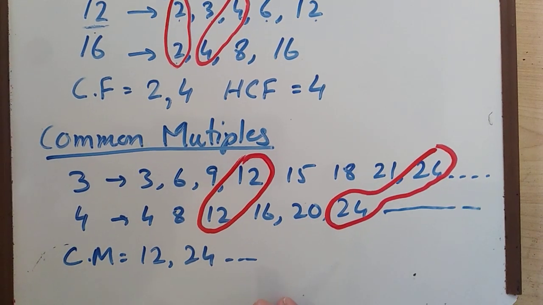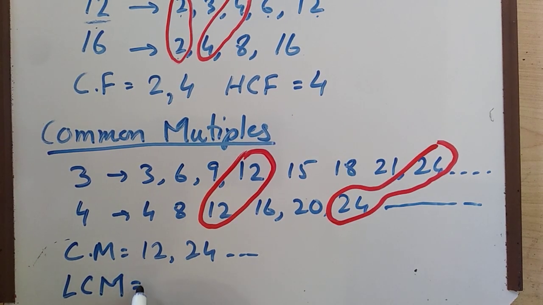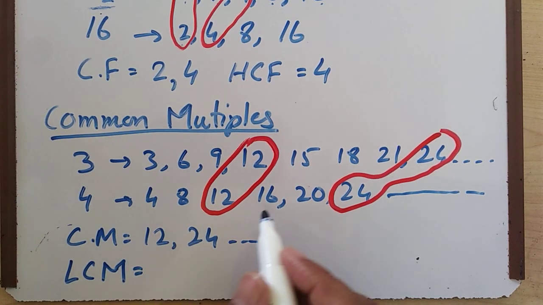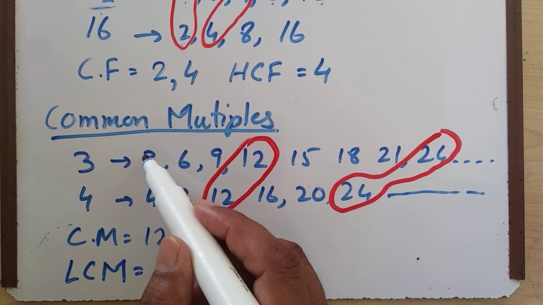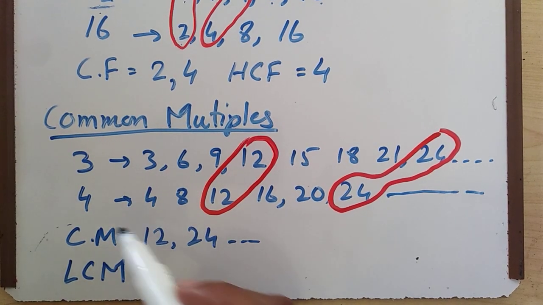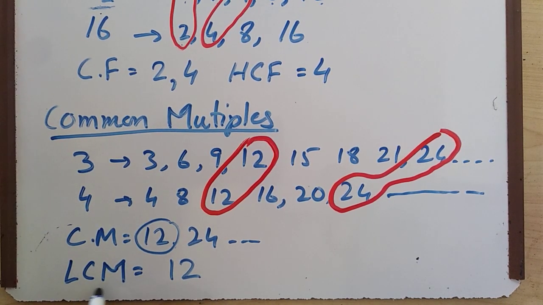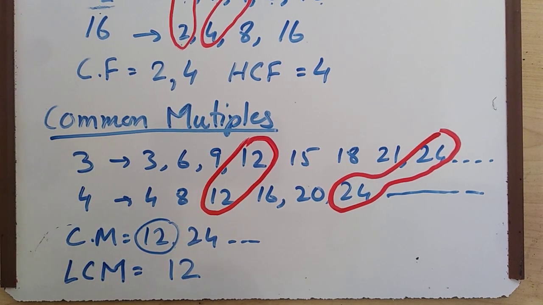LCM means the least common multiple. So which one is the smallest common multiple in the tables of these two numbers 3 and 4? That is 12. So 12 is considered to be the least common multiple of 3 and 4.